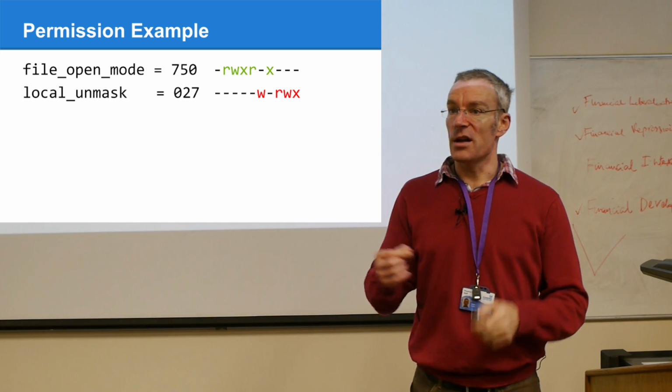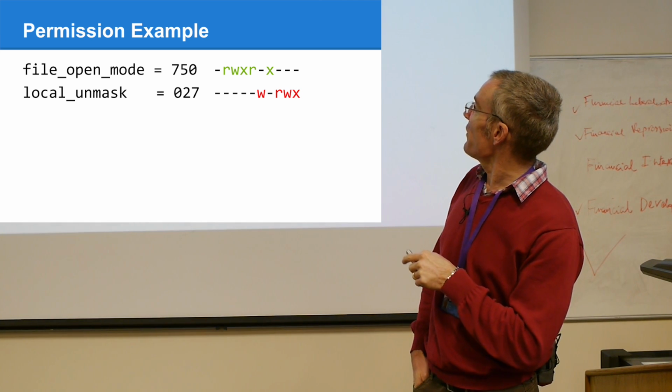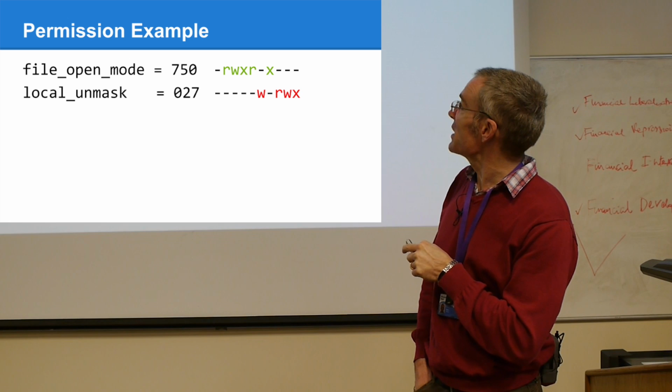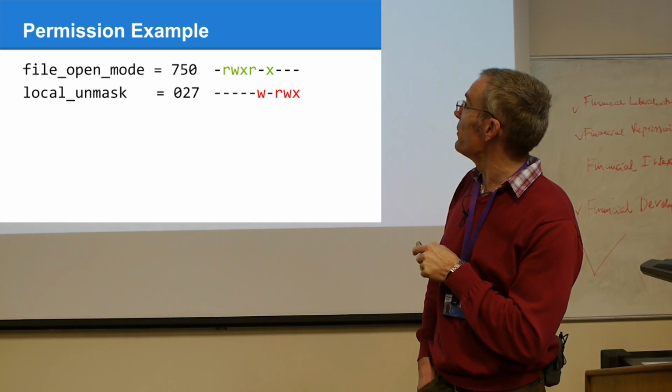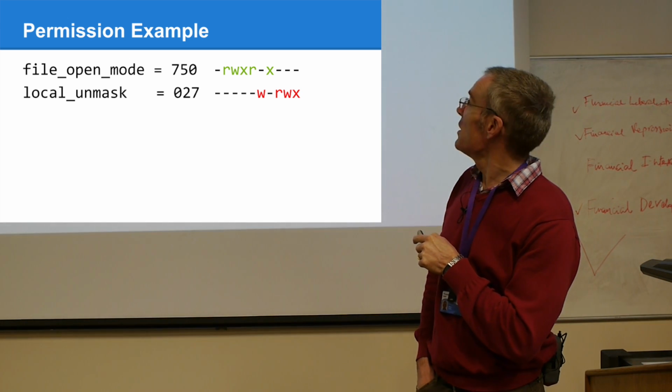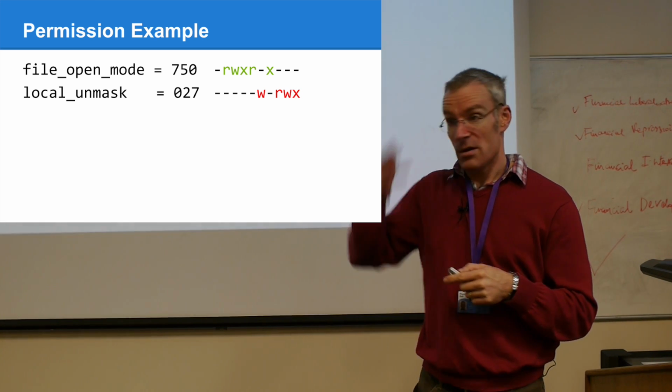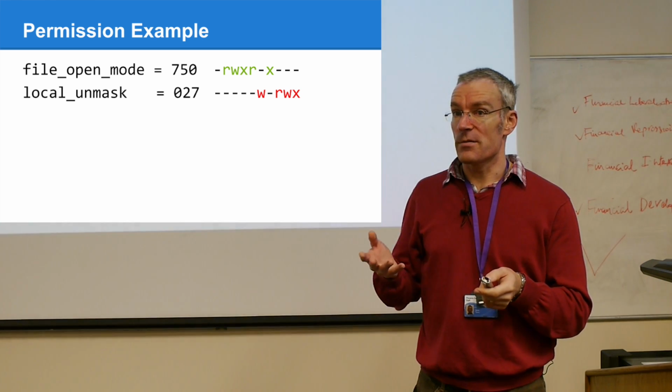So if you look at this one for example, you can see I've kind of matched up the columns, look. I've basically said I want RWX for the owner, I don't want W, but I want X for the group, and I want nothing for everybody else. So you can define those permissions.